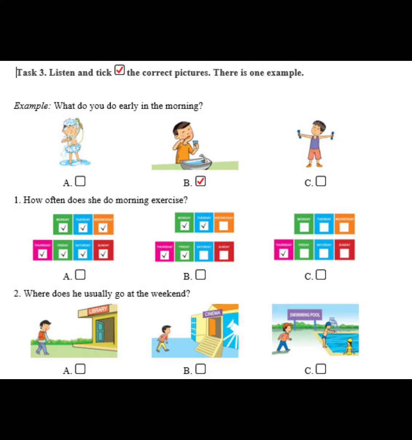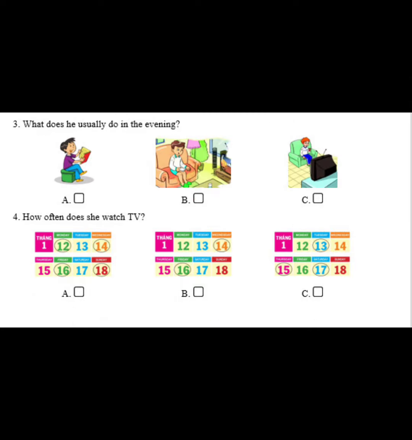1. How often do you do morning exercise? I do it every day. 2. Where do you usually go at the weekend? I go swimming. 3. What do you usually do in the evening? Well, I read comic books. 4. How often do you watch TV? Well, twice a week.